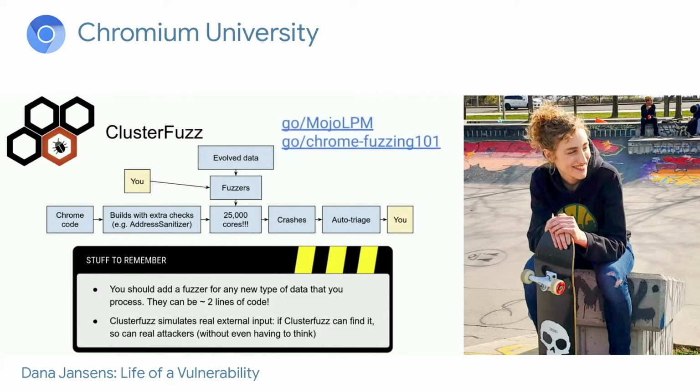For more on this topic specifically, please check out the Fuzzing 101 talk that just happened earlier. The video should be available shortly if you missed it, and Googlers can follow the Go link. In addition, there's a Go link for Mojo LPM, which is just a shortcut. It's a document in our source tree.